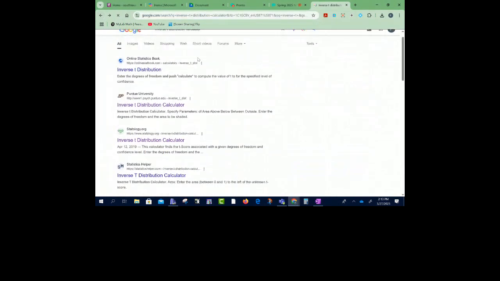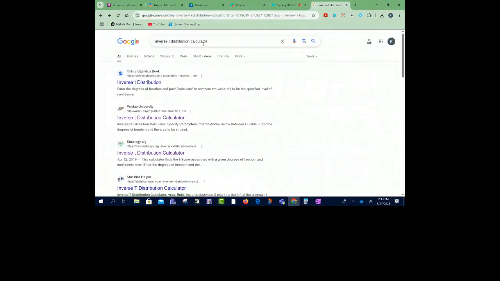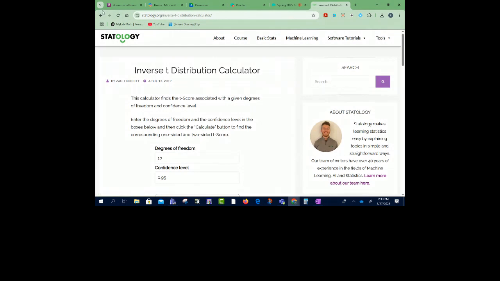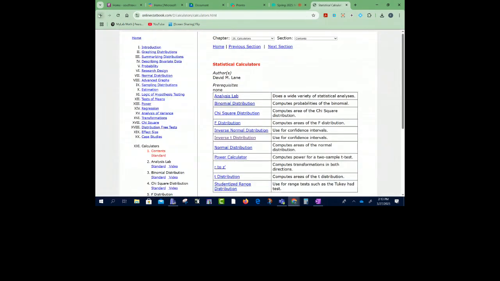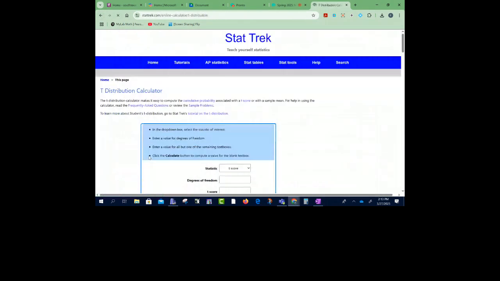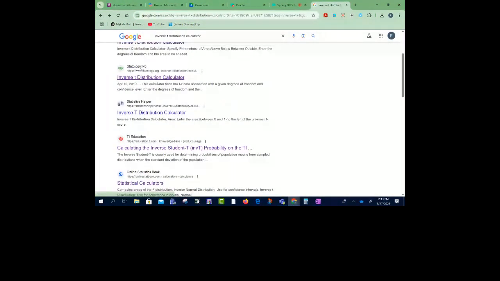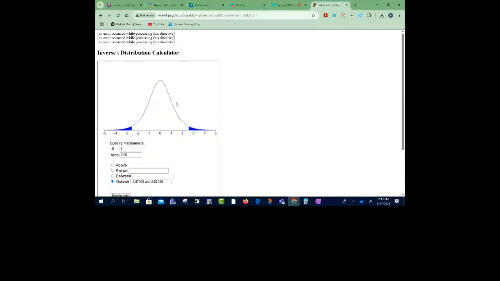I just went to Google and I typed in inverse T distribution calculator. And let me tell you the one that I found that was kind of neat. No, not that one. That one kind of sucked. Let's see. What about this one, maybe? No, not that guy either. There was another one, y'all. I'm trying to see if I can find it. No, that's not the one I wanted. I had it up here. Oh, man. What did I do with it? Statology? No, that's still not the one that I wanted. Produce? Yes. Okay.